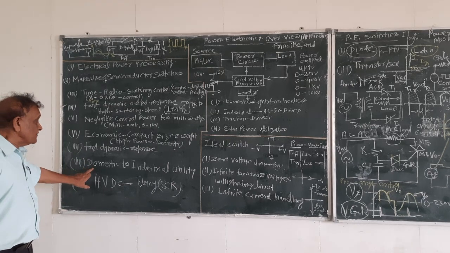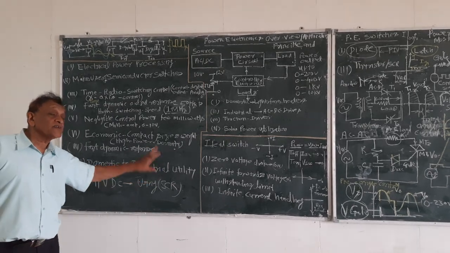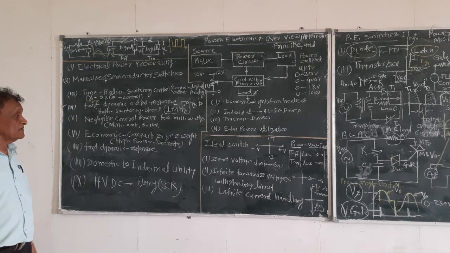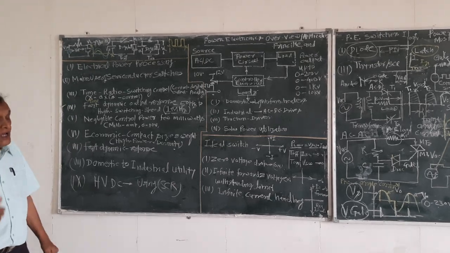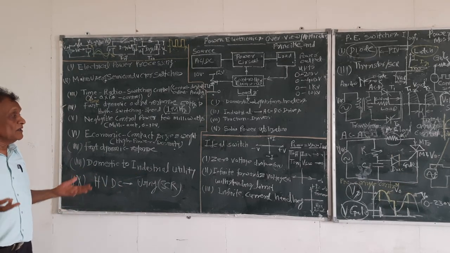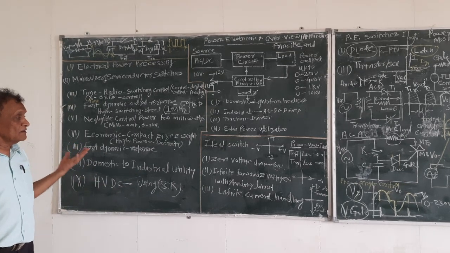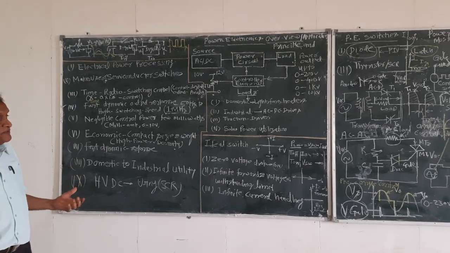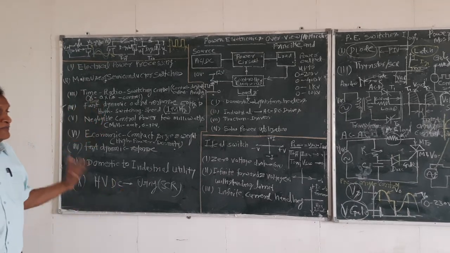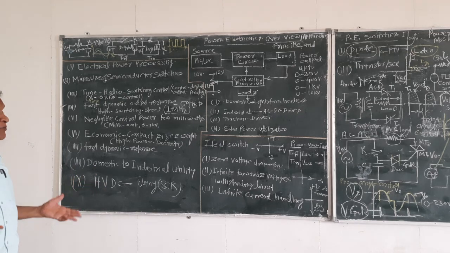It finds application in domestic and industrial utilities. In domestic utilities, we have lighting and fans, which we want to control, and in industries you have electric traction, trains, metros, and industrial drives in various industries which run different motors at different speeds, so motor control.